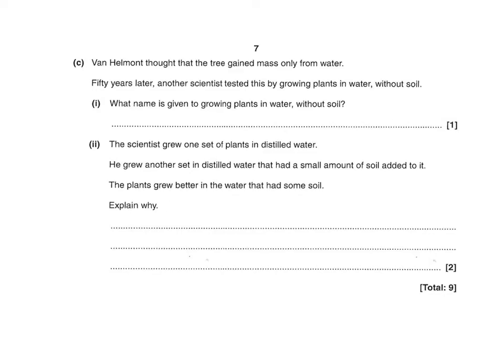Van Helmont thought the tree gained mass only from water. 50 years later, another scientist tested this by growing plants in water without soil. What name is given to growing plants in water without soil? So that's hydroponics. I'll just spell that out for you. Hydroponics is the idea of growing plants without soil, but just with water.